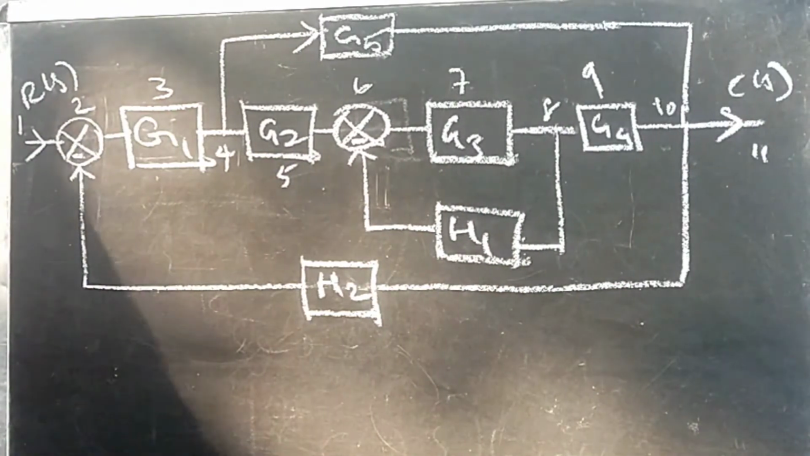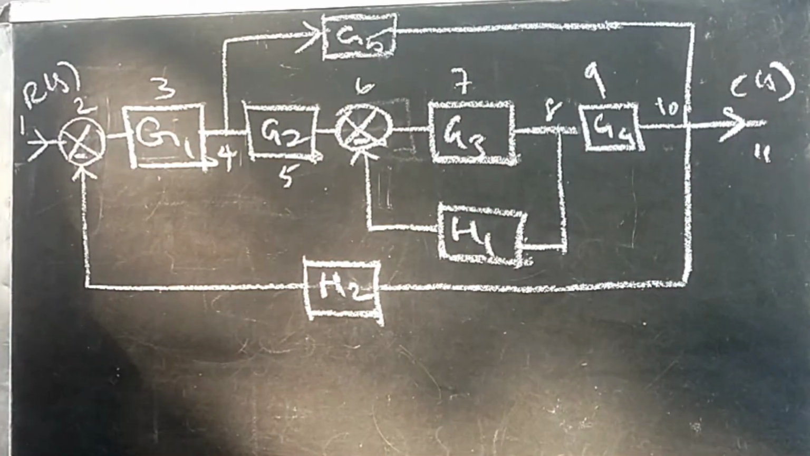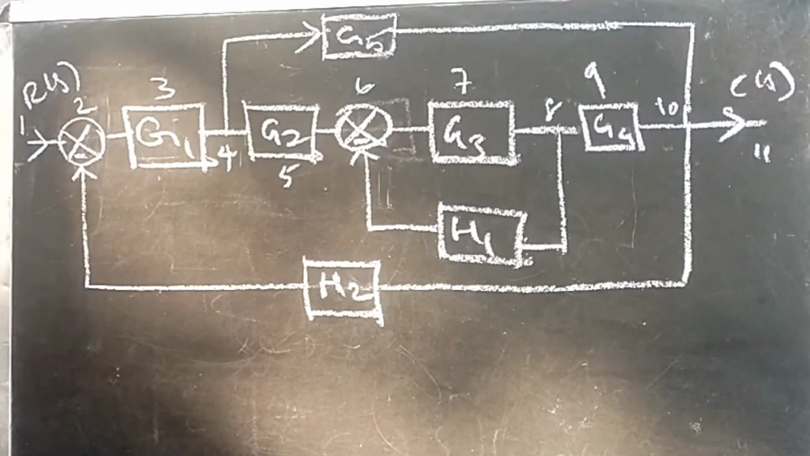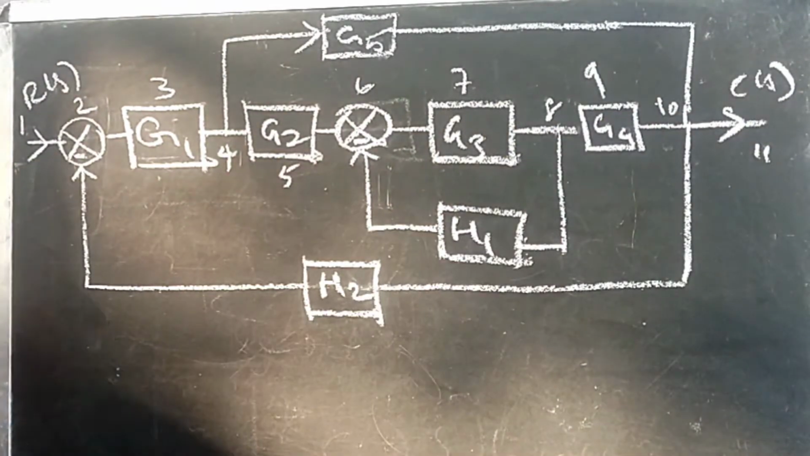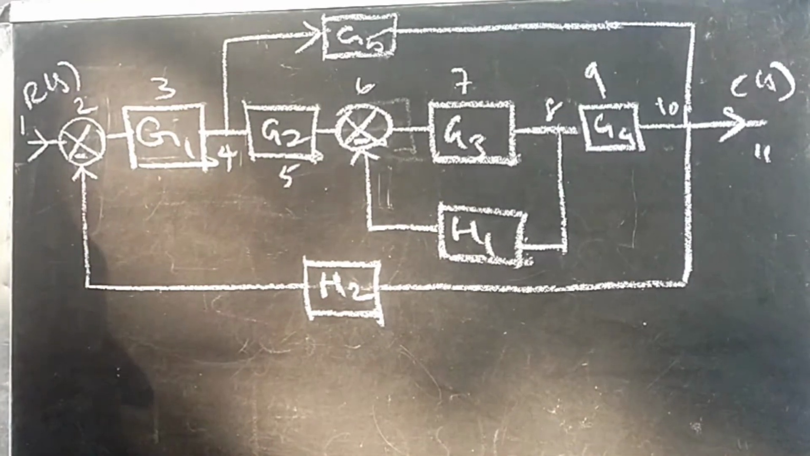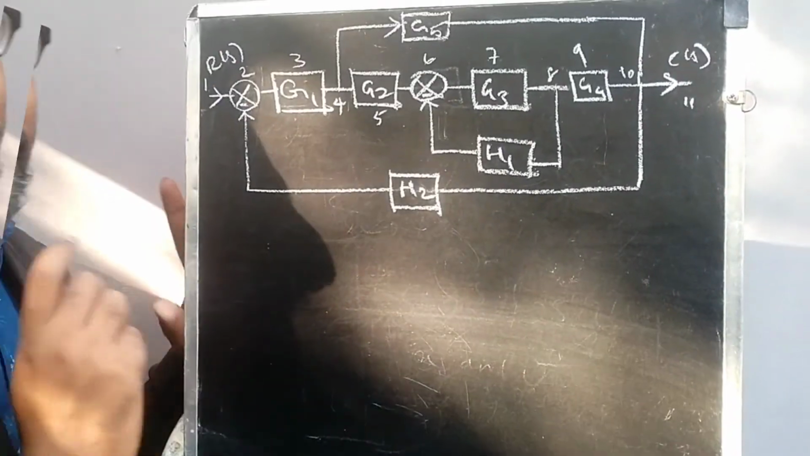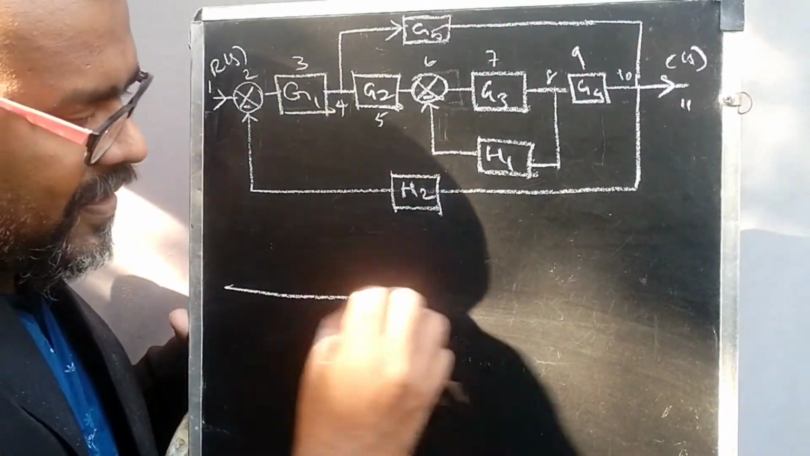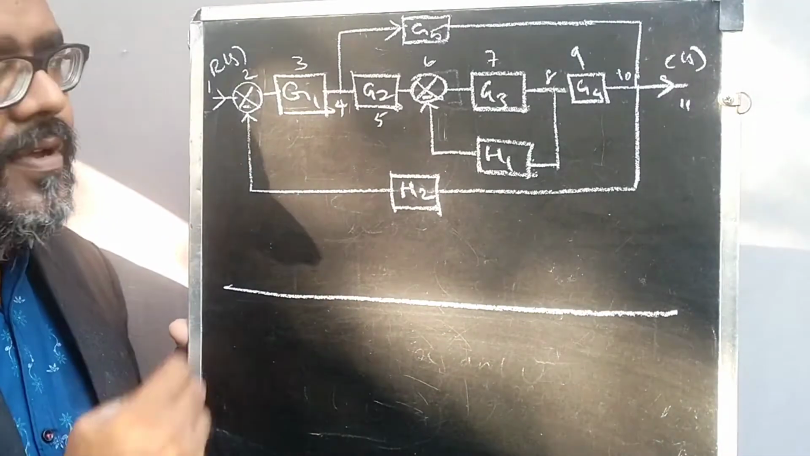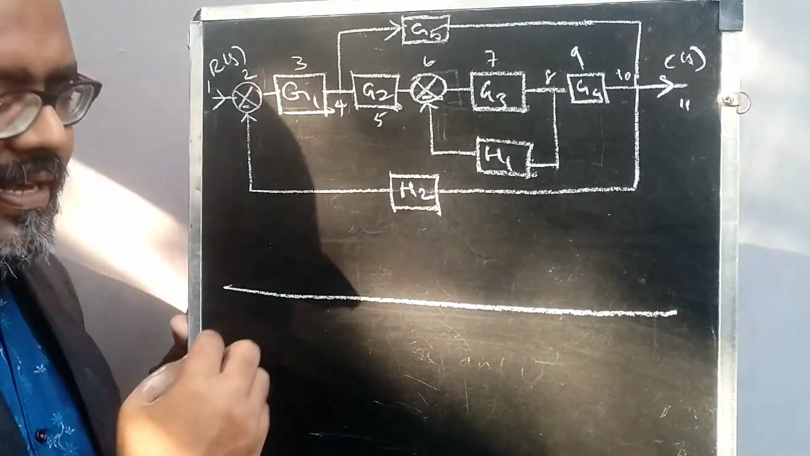So this is the first step you need to do. Just look at the straight line from R of S to C of S. What are all the things connected? What are all the things that interrupt this particular line? Just fix a number, whether it is a branch point or summing point, whether input or output, or elements, feedback elements, whatever it may be. Just fix a number like this. Then the next step is to make a straight line. We are putting numbers 1 to 11. Just frame 1 to 11 like here.